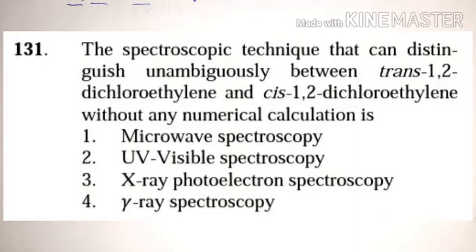And see, it says the spectroscopic technique that can distinguish unambiguously between trans 1,2-dichloroethylene and cis 1,2-dichloroethylene without any numerical calculation is. And we have four options: microwave, UV visible, X-ray photoelectron and gamma ray spectroscopy. So you must find which technique we use to distinguish between trans 1,2-dichloroethylene and cis 1,2-dichloroethylene without any numerical calculation. And this question is asked for 4 marks. Understand? So let's do the solution of this question, friends.